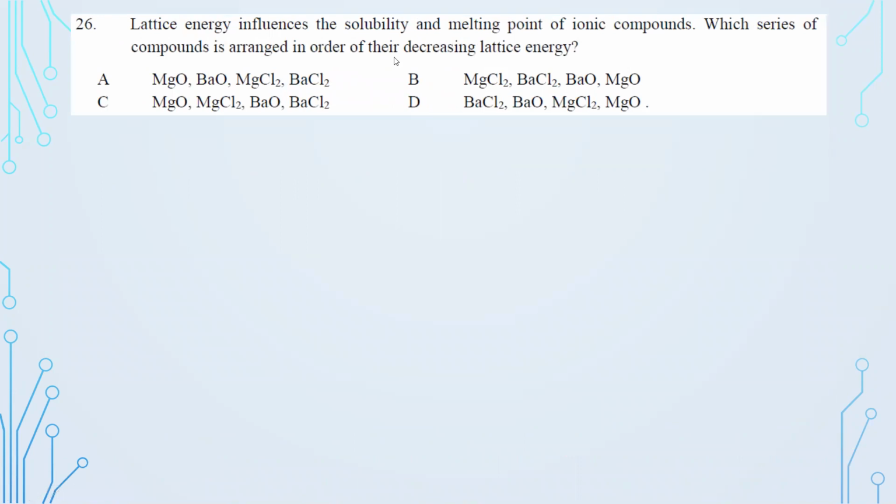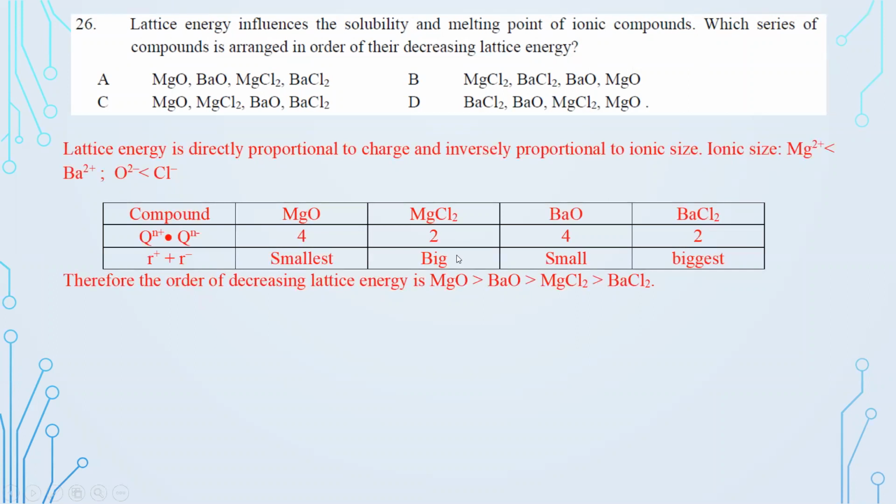This energy influences the solubility and melting point of ionic compounds. Which of the following is the order of decreasing lattice energy? So we are looking for decreasing lattice energy. In here you should know by yourself, Mg and Ba are from group 2, so they have +2 charge. O is from group 16, Cl is from group 17. So oxygen has 2-, Cl has 1-.